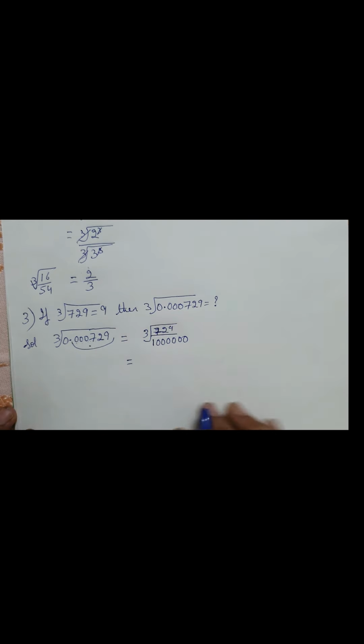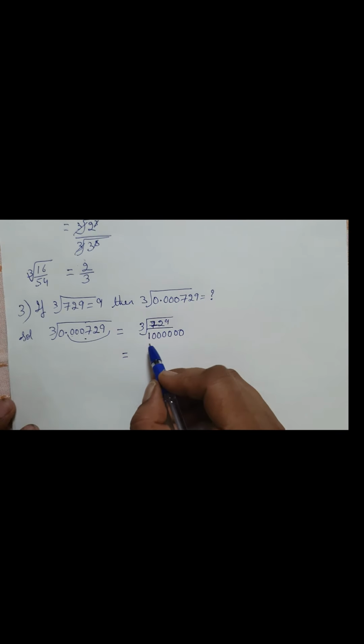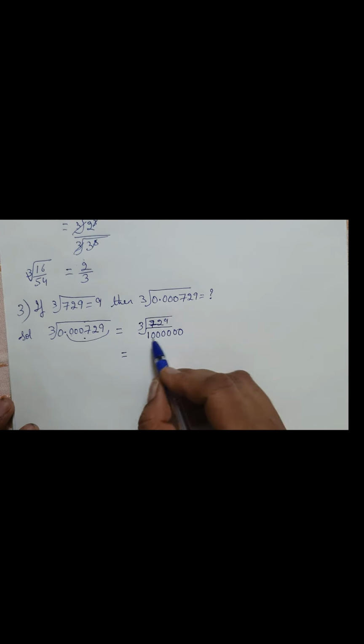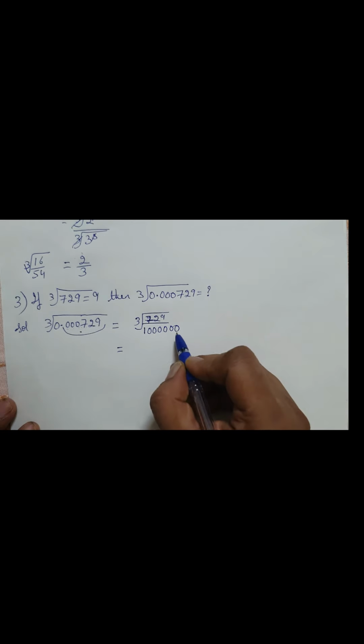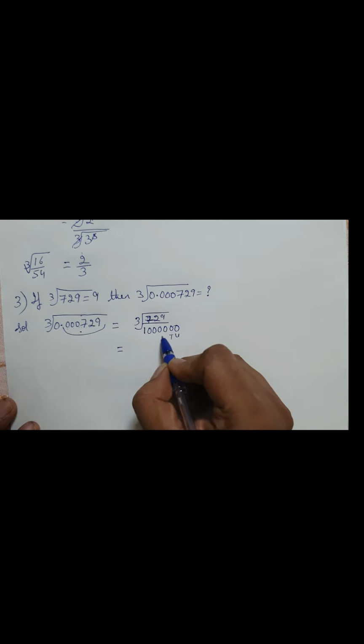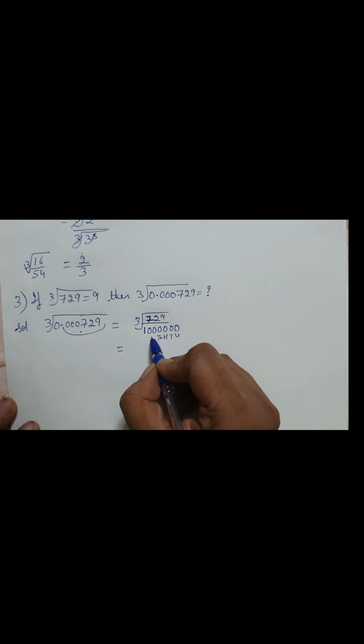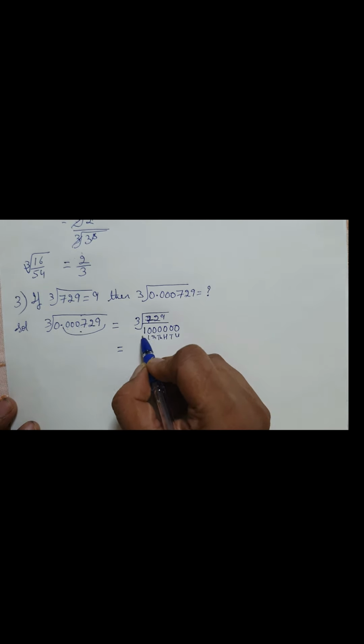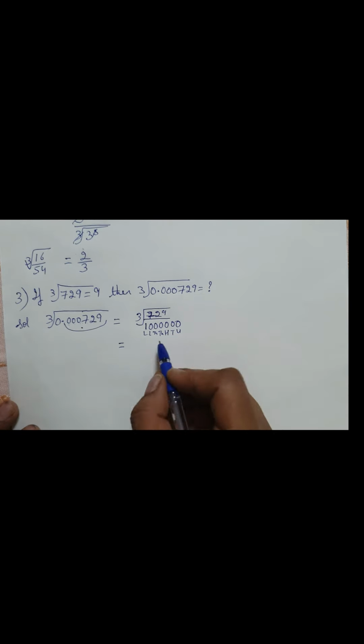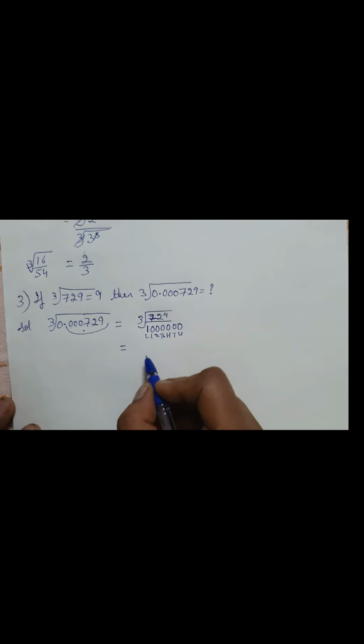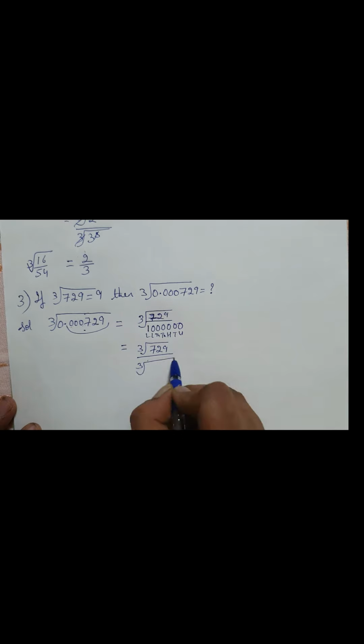Is equal to, now this is a big number. So which number is this? Let us see. This is in units place, tens place, 100, 1000, 10,000, lakhs, 10 lakhs. So that means this is 10 lakhs. So we will write cube root. We have to divide them. We have to write separately. Okay. Cube root of 729 upon cube root of 10 lakhs, 6 zeros. Okay.